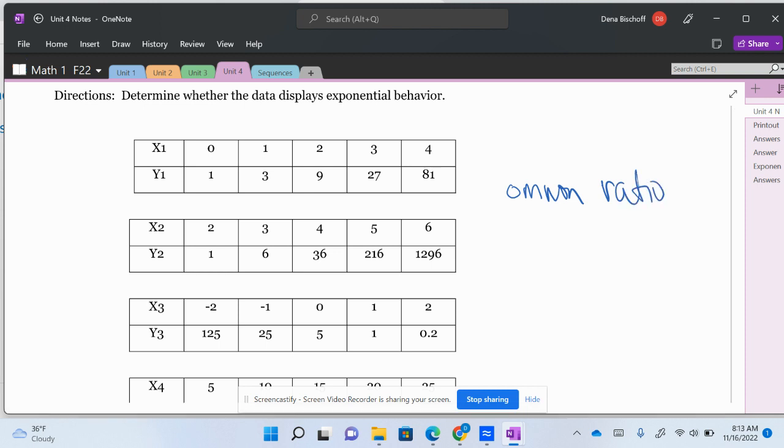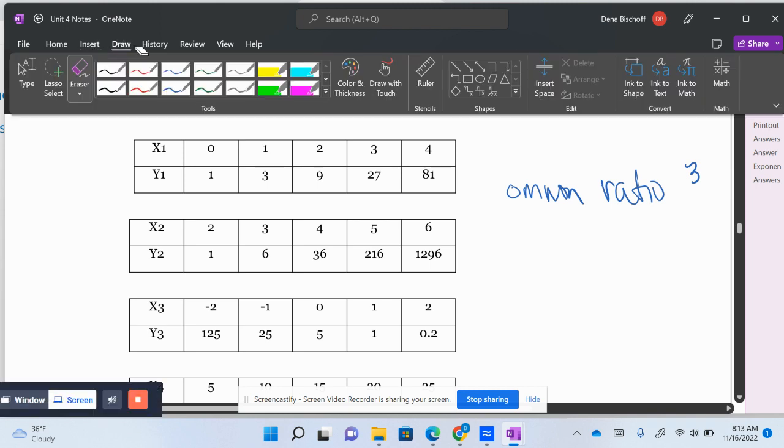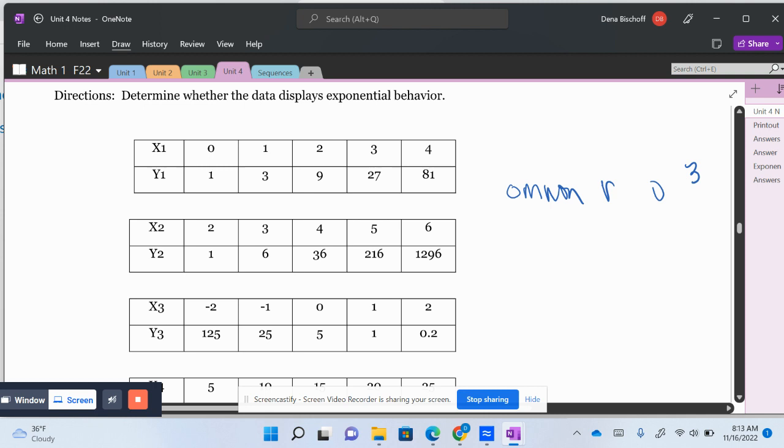The common ratio is 3. We're multiplying by 3. So I'm going to put times 3. Actually, I'm not even going to put the dot there. Just 3. That's my common ratio. That common ratio, remember, is also called your base.